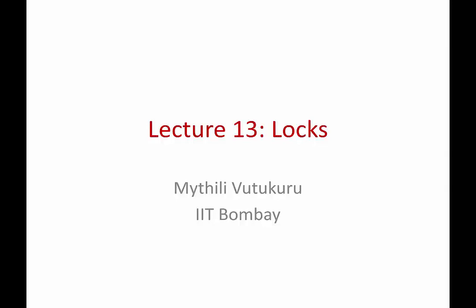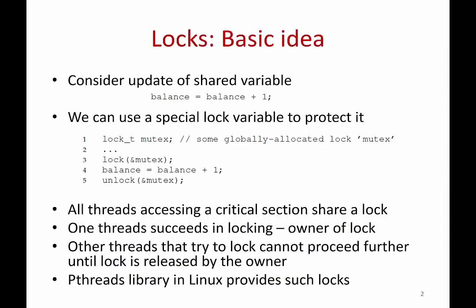In this lecture, we are going to understand locks in more detail. So what are locks? We've seen in the previous lecture that anytime multiple threads are accessing shared data, race conditions can happen. Suppose you're incrementing a shared variable called balance. Multiple threads can increment it concurrently and it can result in incorrect values of the variable. So in such cases, we need to use a special lock variable in order to provide mutual exclusion.